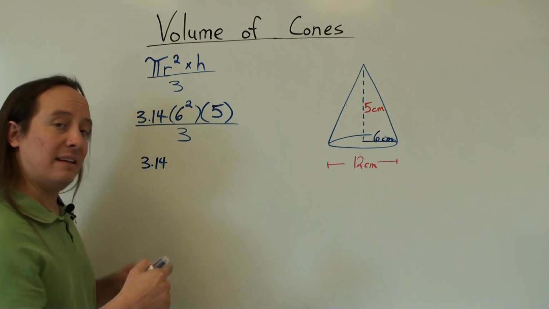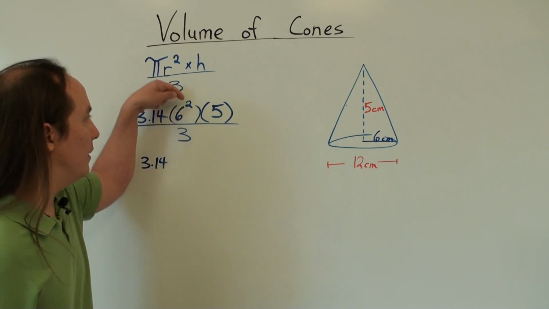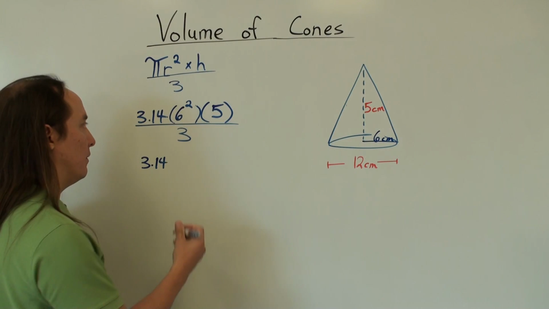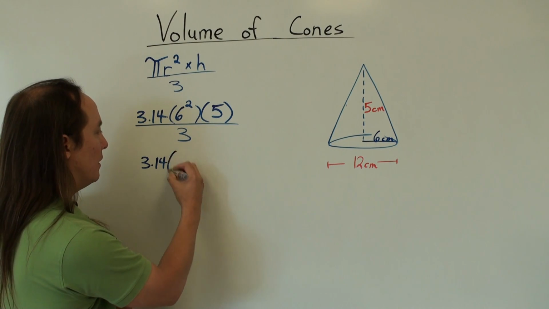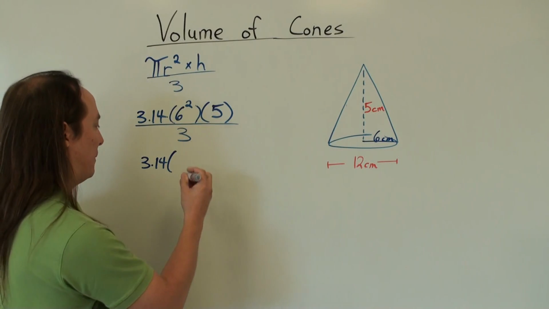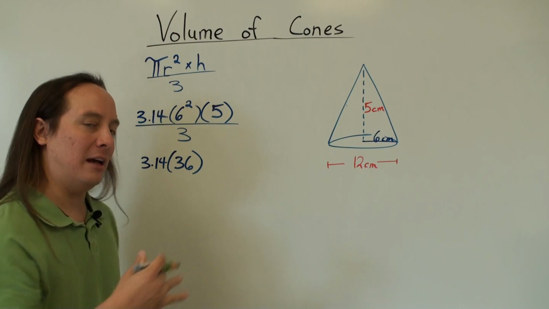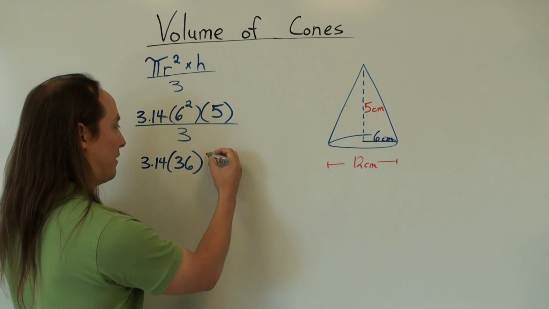6 squared is 6 times 6, or 6 multiplied by itself 2 times. Okay, that's what that little 2 means. You're never going to multiply 6 times 2. That's not what's going on when we're working with exponents. So 6 times 6 is 36, or 6 multiplied by itself twice is 36.